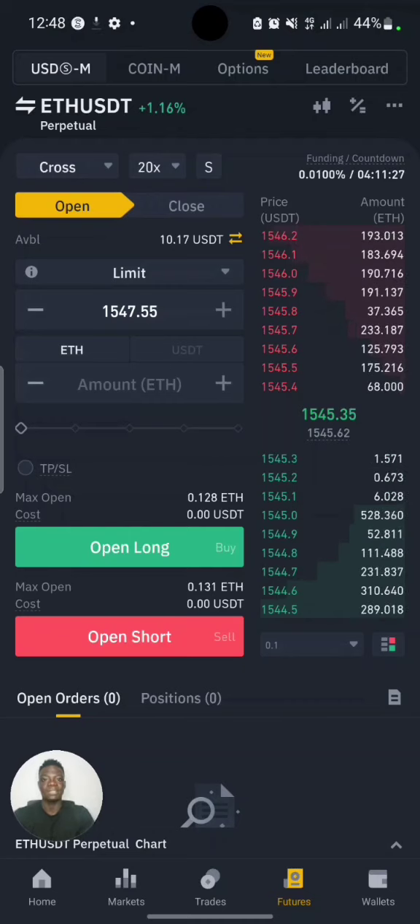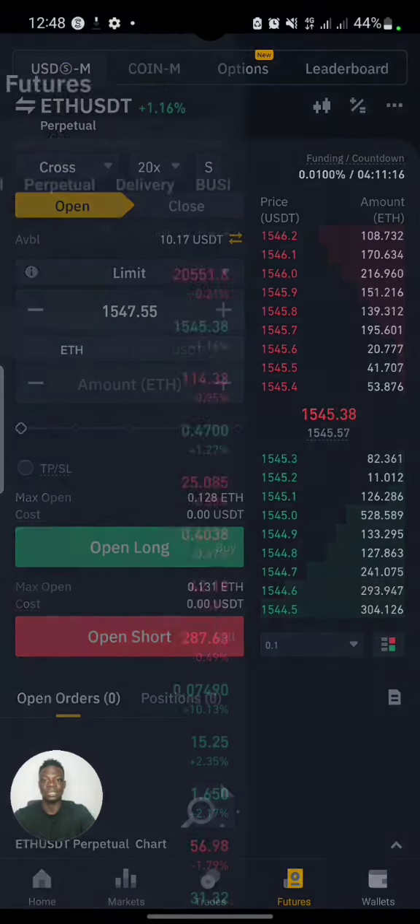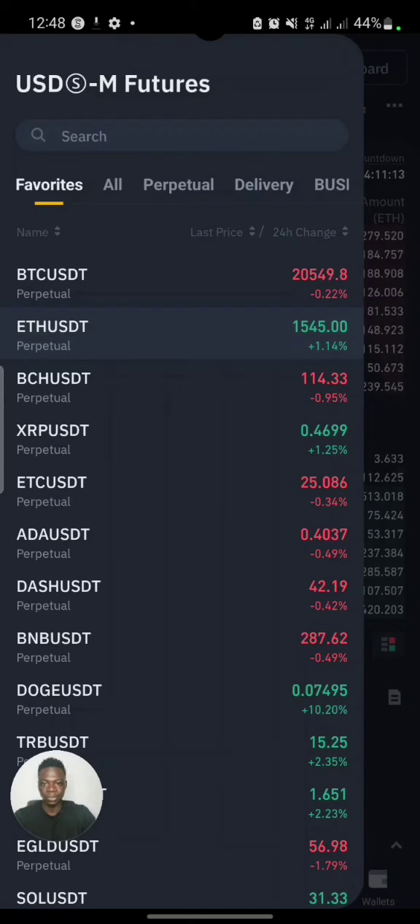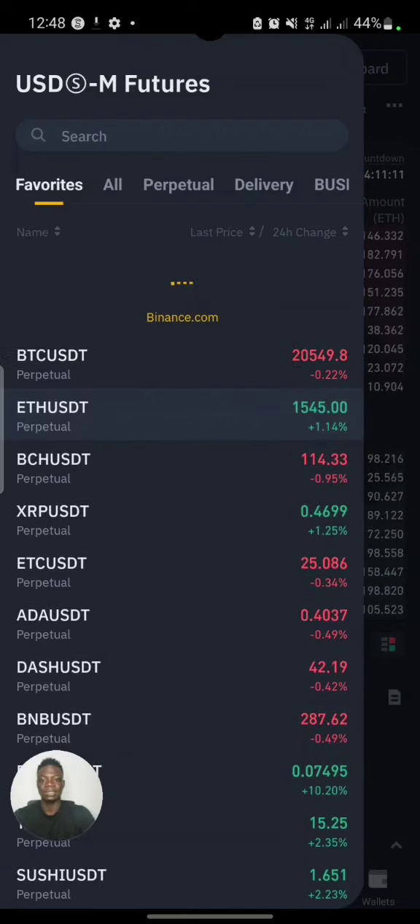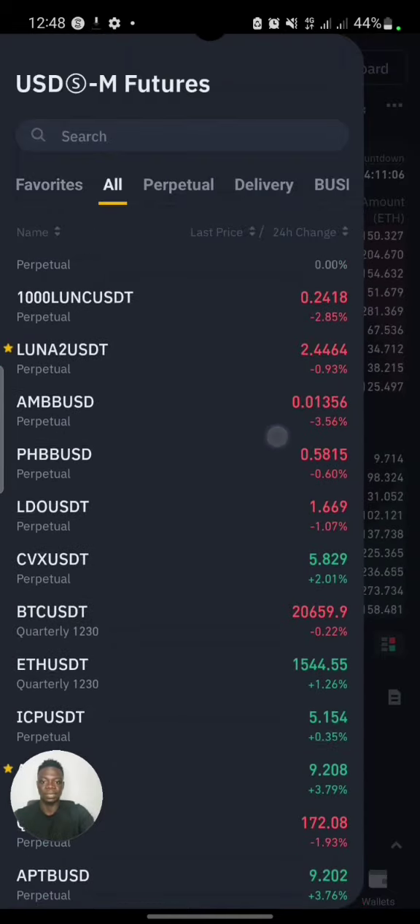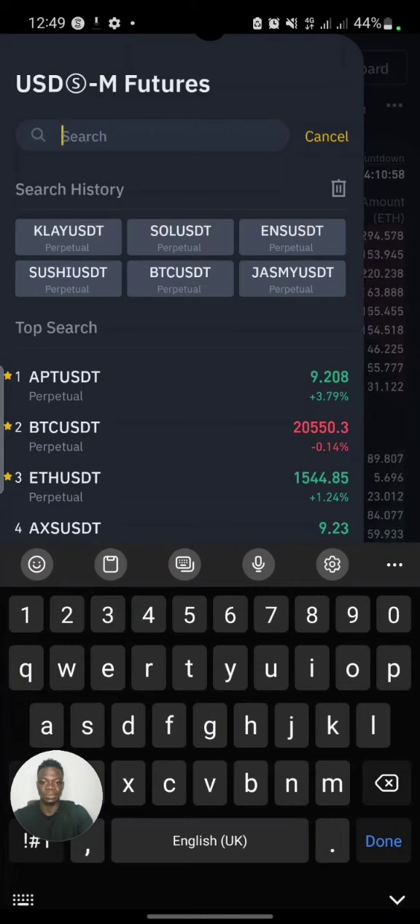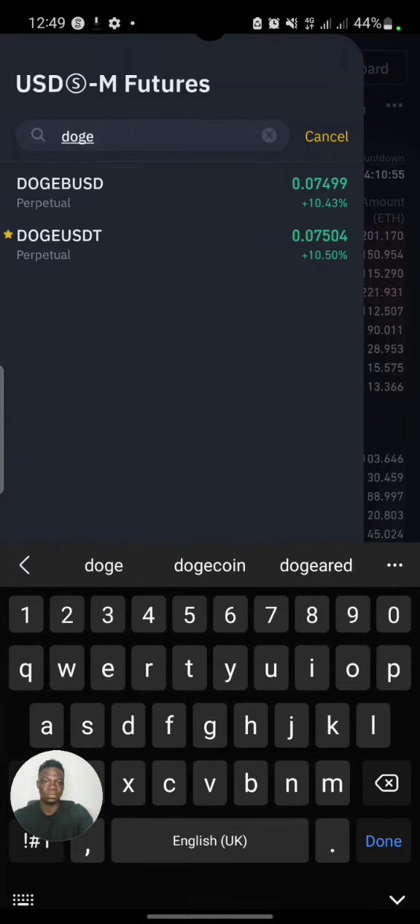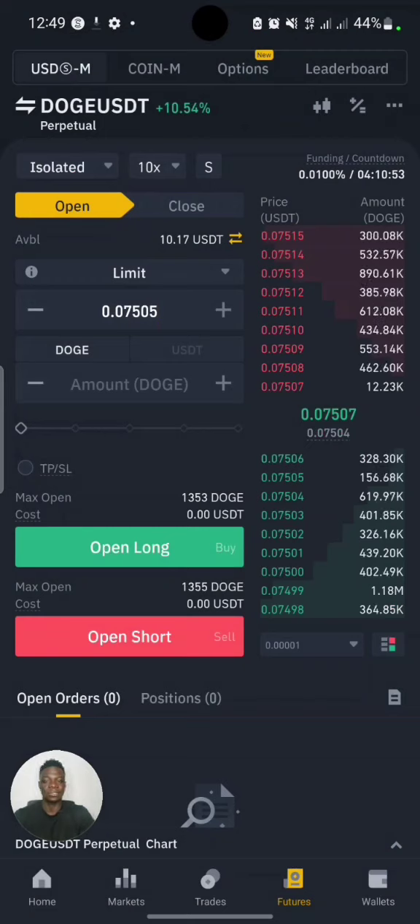Now let me explain some of these things before you place your trade. This is my trading pair right now. I'm on Ethereum USDT, right? So if you want to change the crypto you want to trade, you can just click on Ethereum USDT and scroll. These are my favorite cryptos that I trade. You have all the markets that you can trade here. You can search for any market you want to trade. Like let me just say Doge. Yeah, Doge USDT. You can look for any crypto you want to trade, pairing it with the USDT.